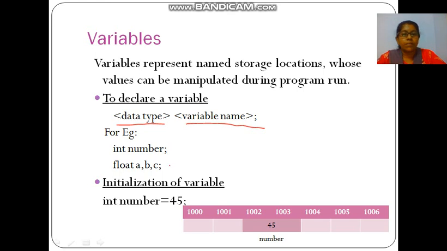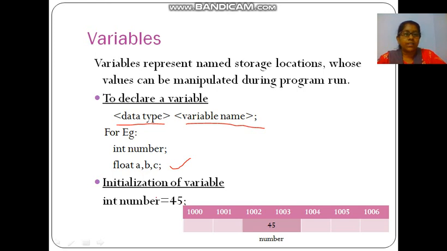Look at the second example. Here we are using float a, b, c. If you want to declare multiple variables of the same type, you can mention them in a single line, with the variable names separated by commas. This is also possible.